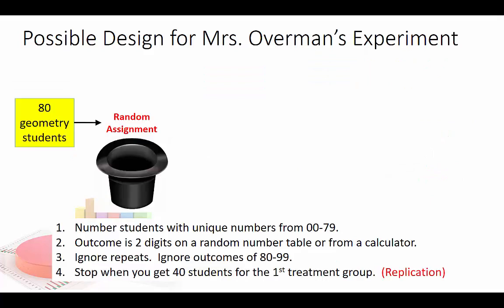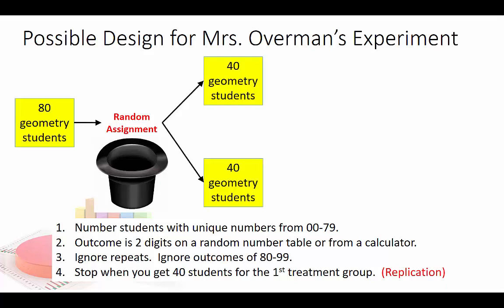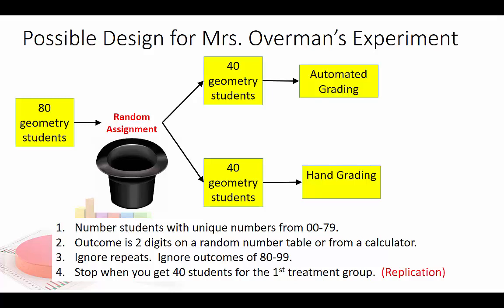Now let's take a look at my experiment where I was looking at grading. So I've got 80 geometry students. I could do random assignment. In fact, I want to do random assignment. So I'll number them 00 to 79 and ignore outcomes above that and ignore repeats. And the outcome is 2 digits from my random number table or generator. Stop when you get 40 students for the first treatment group. So there are my 40 students split up. 40 in the first group, 40 in the second. One of them I can use automated grading. The other I could just hand grade. And then I'm going to measure their performance and compare results.